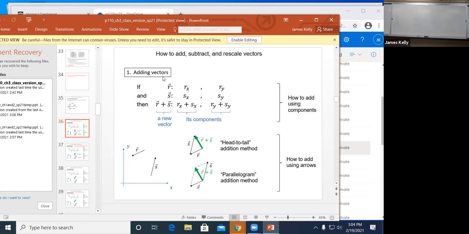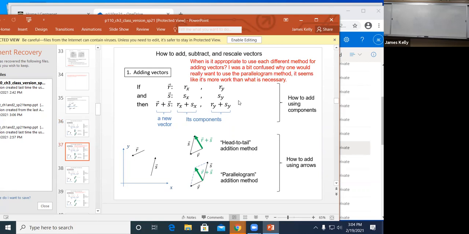A lot of people have a question of when it is appropriate to use each different method for adding vectors, the tail to tip or head to tail, whichever one you call it, and the parallelogram method. You can always use either one, but it's more convenient to use the parallelogram method if your 2 vectors have their tails already joined.